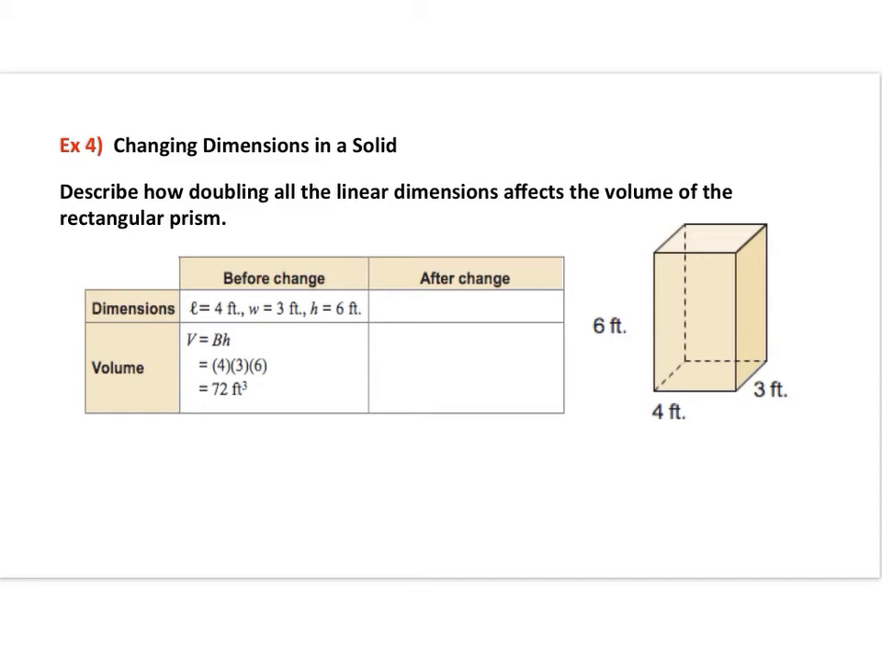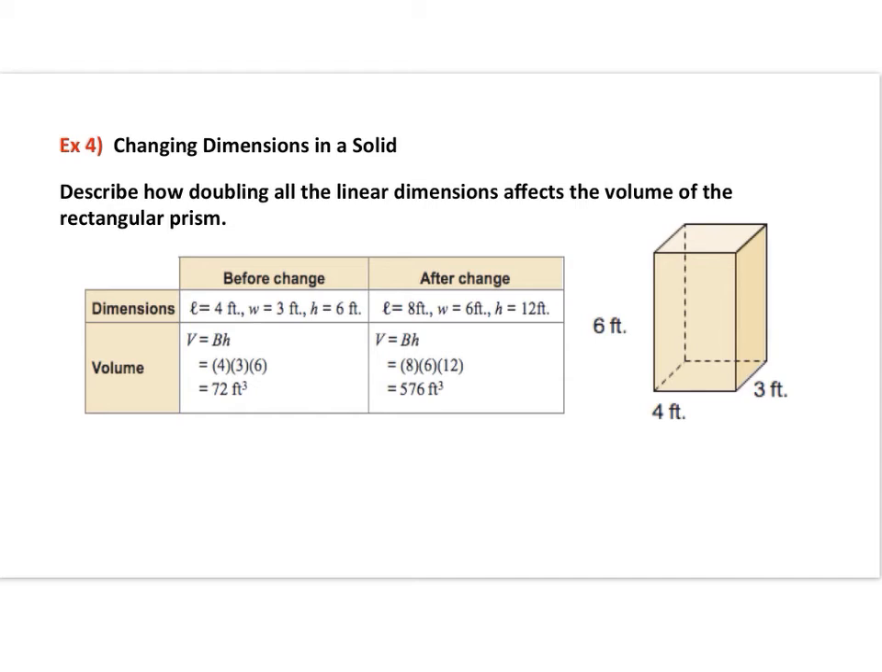So after the change, doubling all of the dimensions, we get 8, 6, and 12. And plugging this into our master formula, for the area of the base we would get 8 times 6, times 12, the height. So multiplying all that together, we get 576 cubic feet.